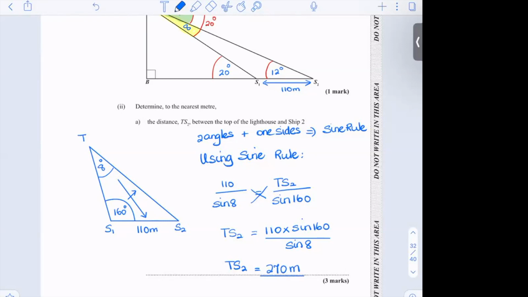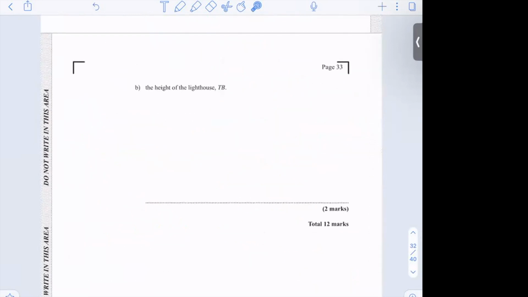Yes, miss. So remember, for 3 marks, we have to either use the sine or the cosine rule. If we are given 2 angles and one side, that means we use the sine rule. If we are given 2 sides and the middle angle, we use the cosine rule, right? The height of TB. So let's draw this.